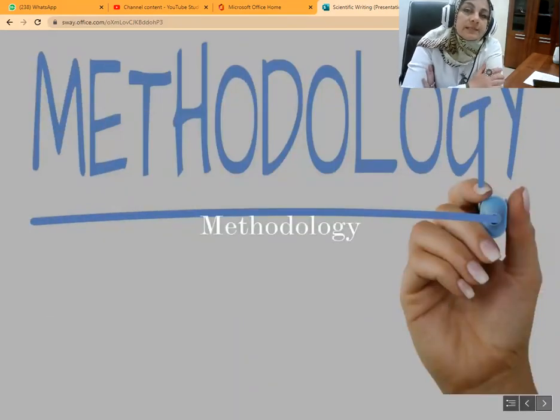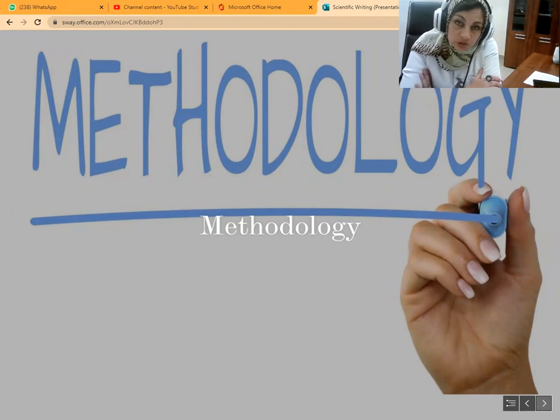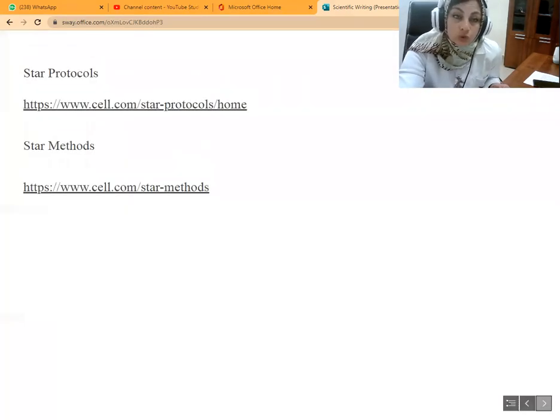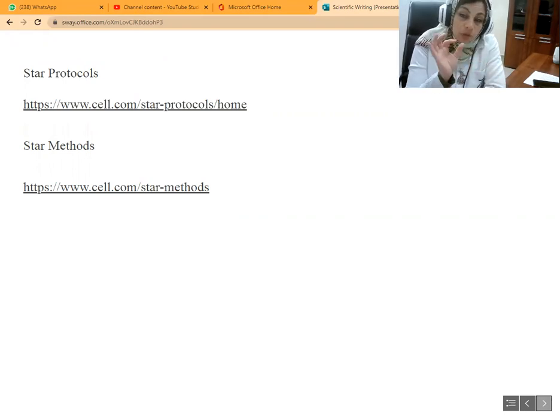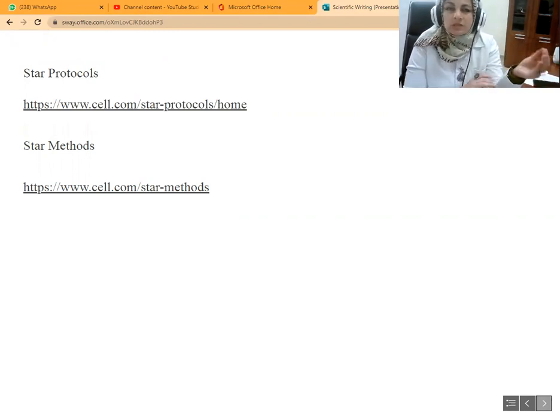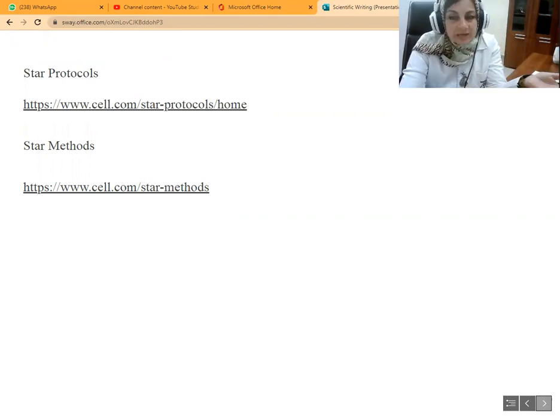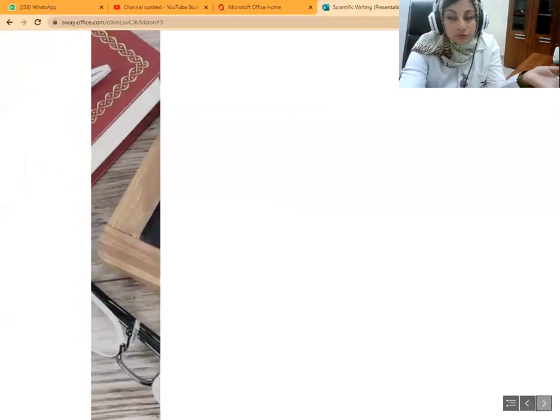Methodologies, be as detailed as you can in methodology, because people really want to know how to replicate this work, and it's important to give them the tools to do that. On Elsevier, there are two links. One of them is called STAR Protocol, and the other is called STAR Methods. If you pause this video and take these links, they will be very helpful, because you will find work that is similar to yours, and these are called STAR Protocols, the best written protocols on Elsevier. So do use them.